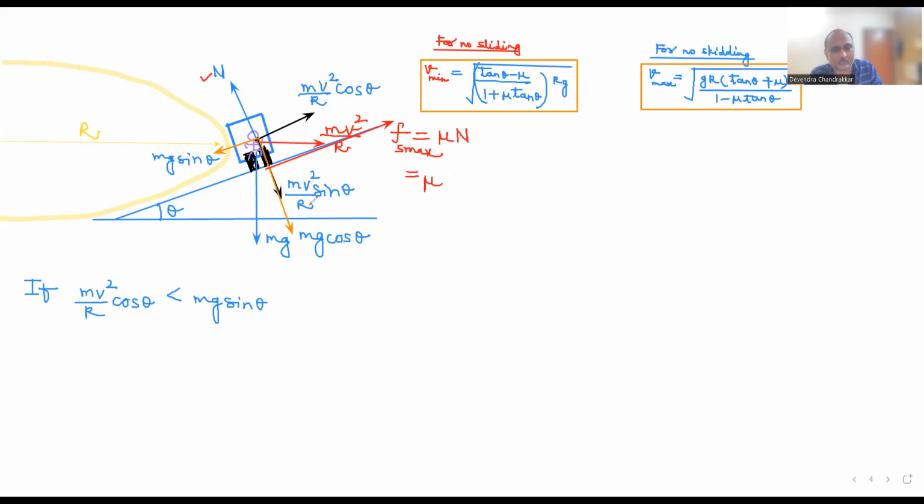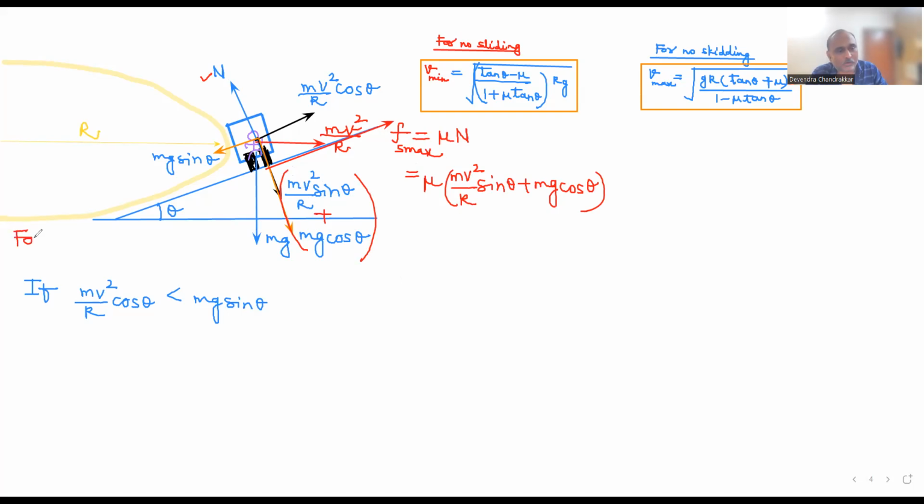This is N. And opposite to N, there are two forces, mv square by r sin theta and mg cos theta. So what is N here? N is mv square by r sin theta plus mg cos theta. This is N here. I hope all of you understood what this Fs max is. Yes or no?